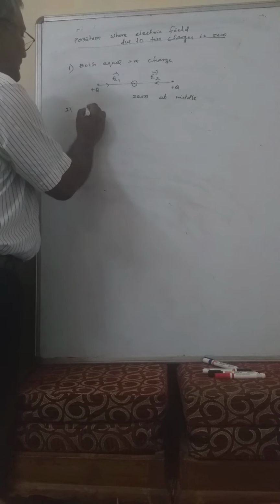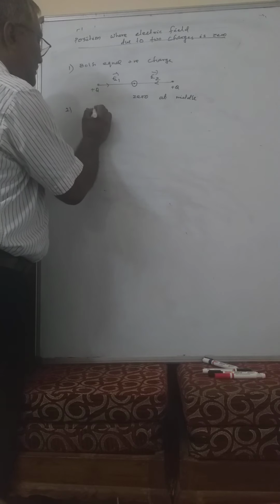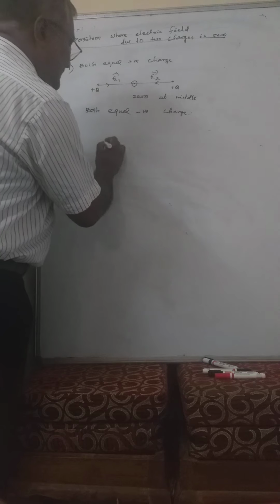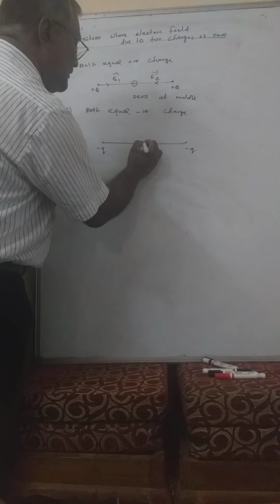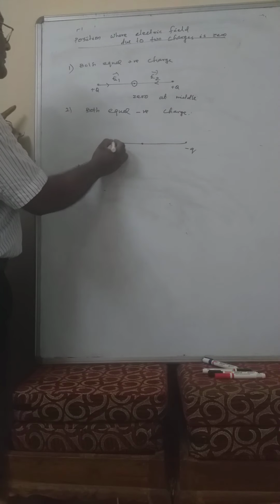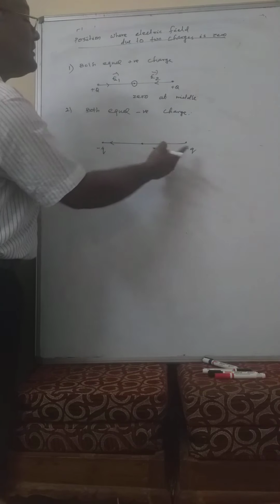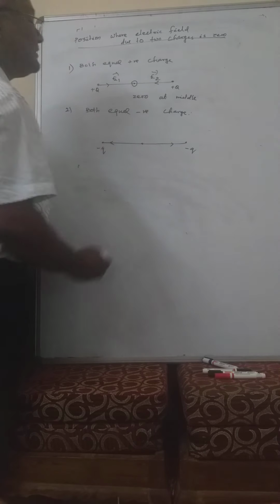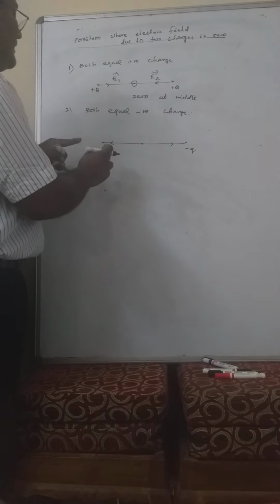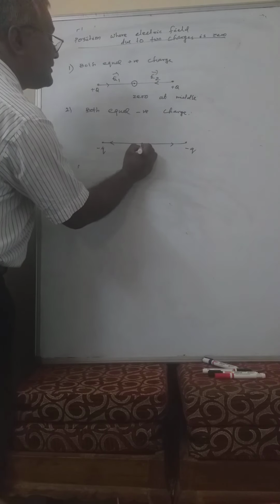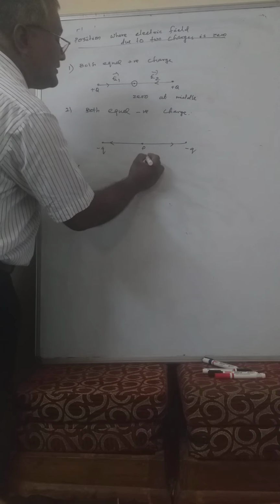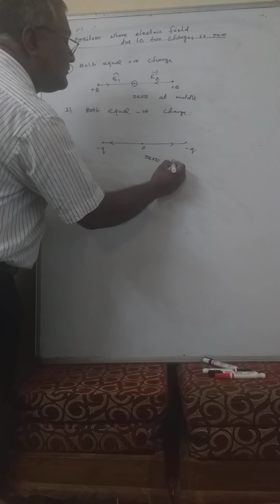Second point, if both are equal negative, then this is minus Q. Let us consider this is also minus Q. The direction of electric field is towards the charge due to this source charge. Due to the other source charge, the field is in the opposite direction, and in order to have equal magnitude, the distance must be the same. So this is the point where the field again will be zero, that is, zero at the middle.